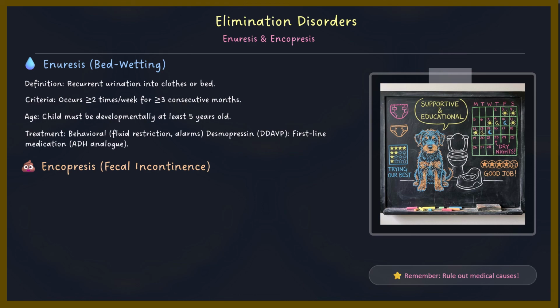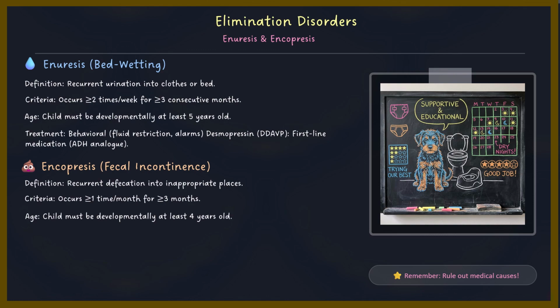Encopresis, or fecal incontinence, is another elimination disorder. It's recurrent defecation into inappropriate places. It occurs at least 1 time per month for at least 3 months. And the child must be developmentally at least 4 years old. Again, pay attention to the age.